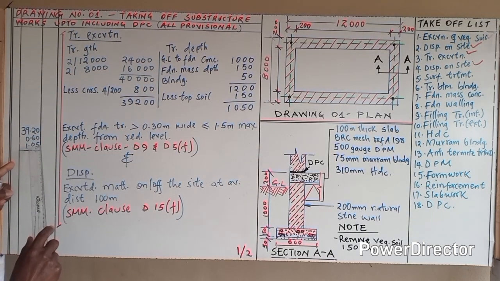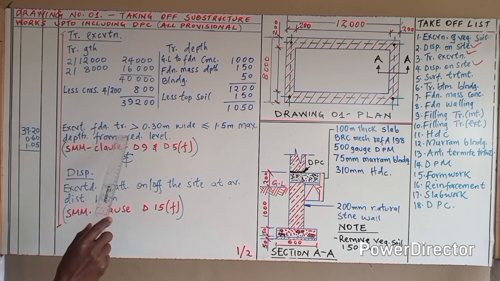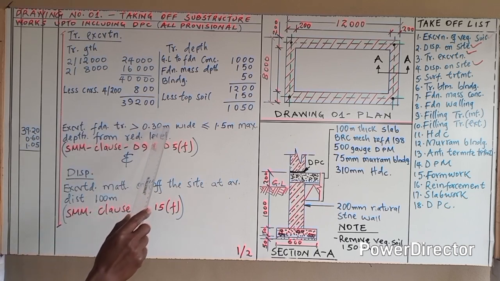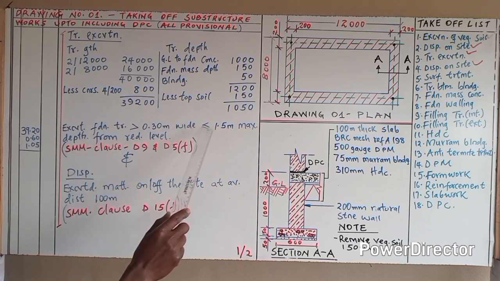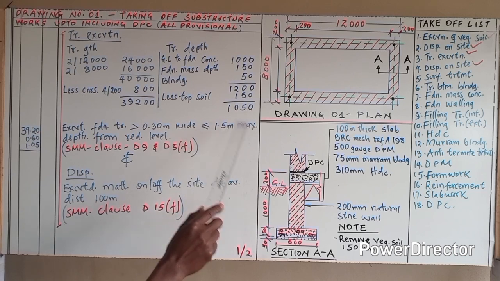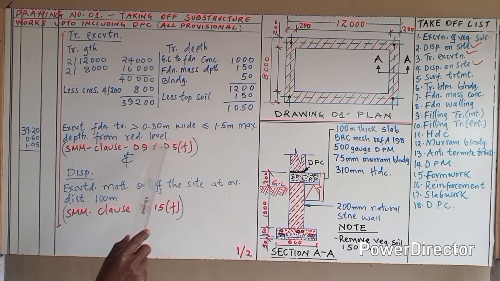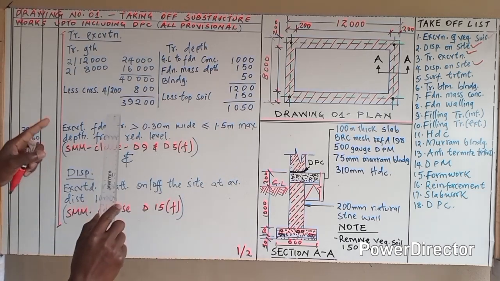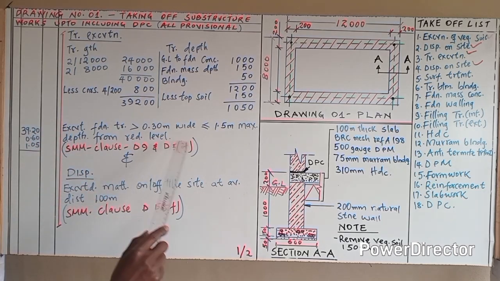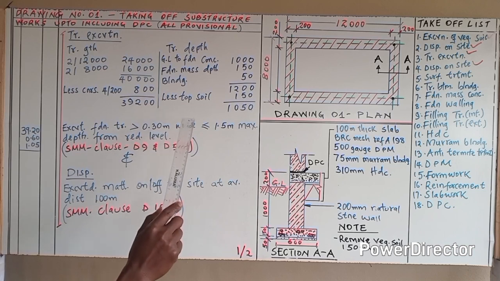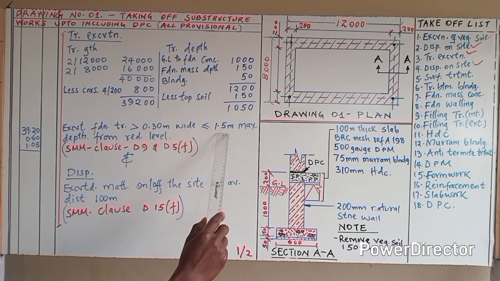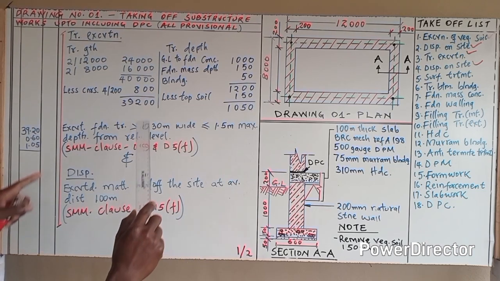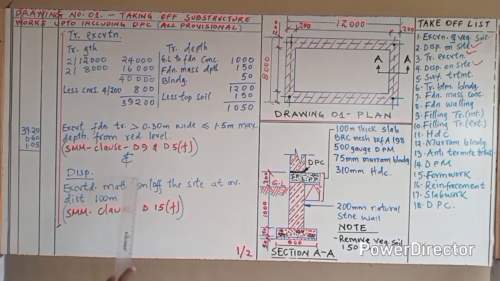Now, when describing this: excavate foundation trench more than 0.3 meters wide, but equal or less to 1.5 meters maximum depth from reduced level. If you read SMM clause D9 and D5F, they explain how to excavate trenches which are more than this and equal or up to this depth from reduced level. So you are going to get more explanation from SMM.